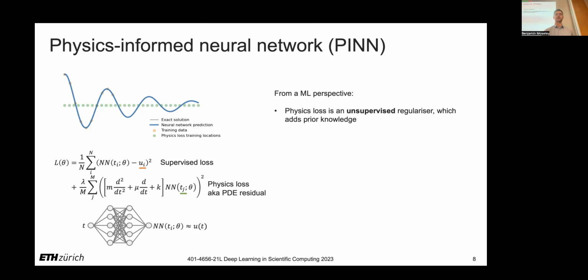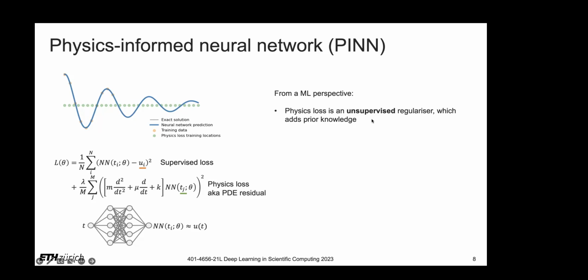It's the same here. We think the solution is oscillatory, and we know the PDE enforces oscillatory solutions. So we're preferring the function to be oscillatory. That's how we can interpret PINNs in machine learning speak.